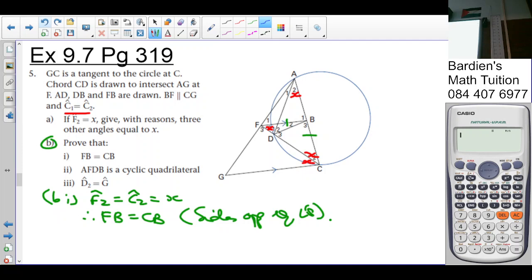Okay. Let's go with number B2. AFDB is a cyclic quad. 3 ways to prove a cyclic quad. What are the 3 ways? Exterior angle equal to interior opposite. Opposite angles are supplementary, adds up to 180. And thirdly, the bow tie. Equal angles subtended by the same chord. And that's the one I'm going to use here.